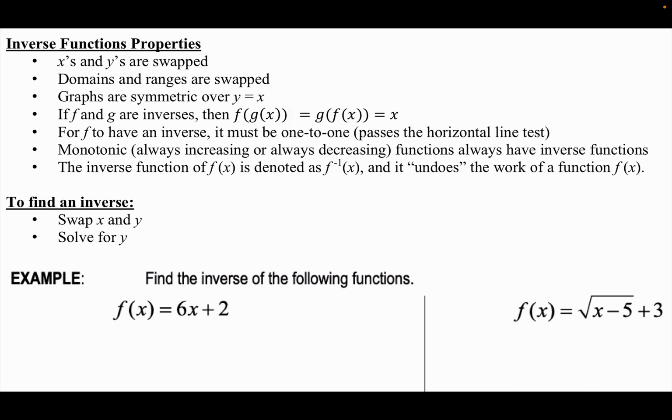Well, the graphs are symmetric. If you were to graph one and then graph its inverse, they would be symmetric across y equals x. That's not really the important thing. These bullet points, these properties, they're not really important for this class, but I always get the question, what's an inverse? That's why I put these on here, okay?